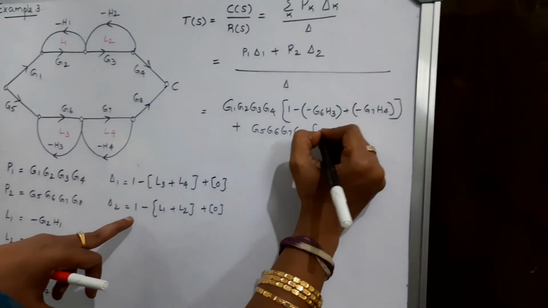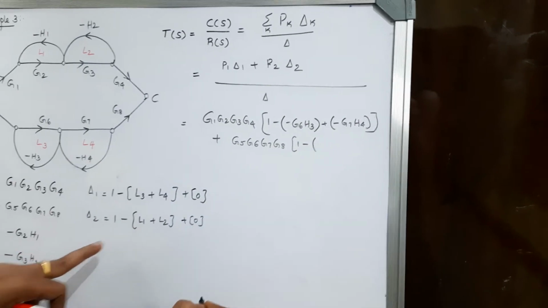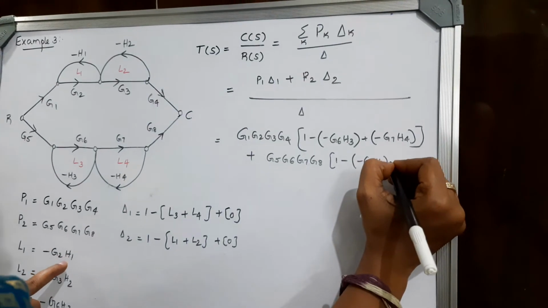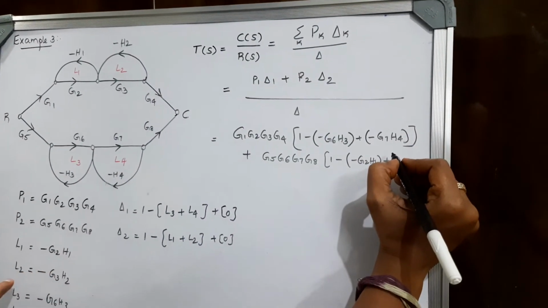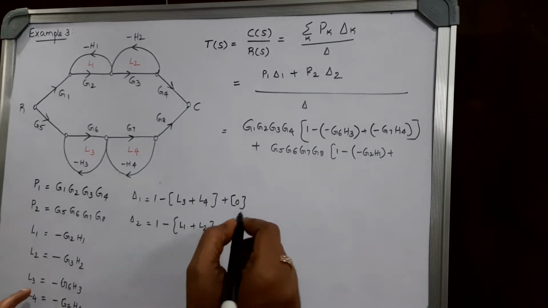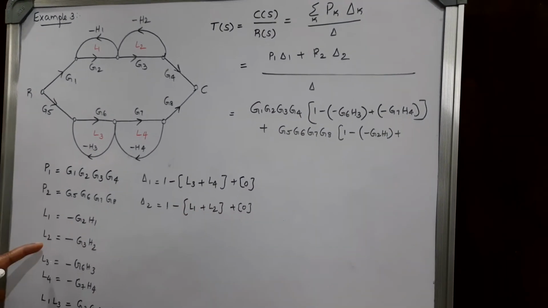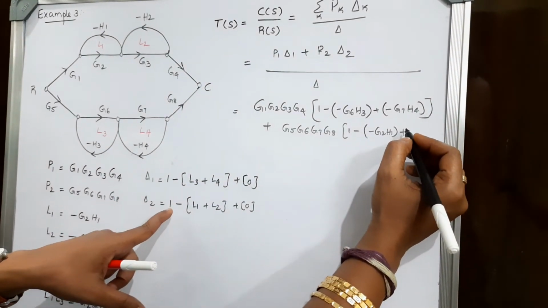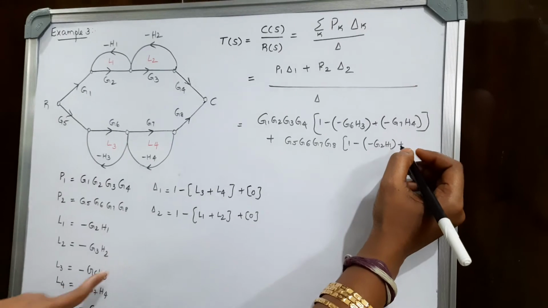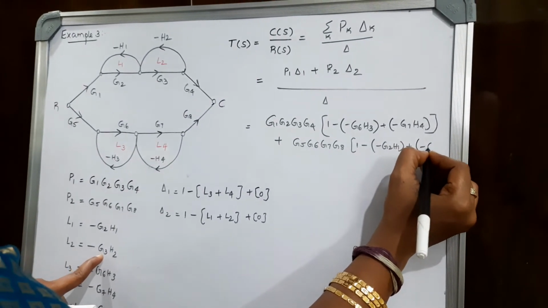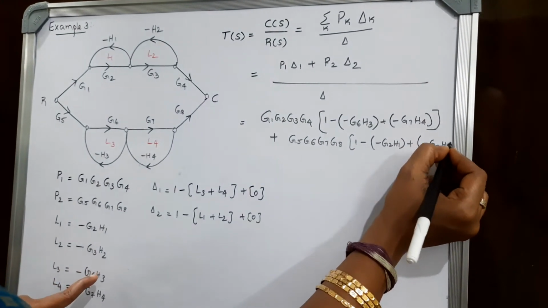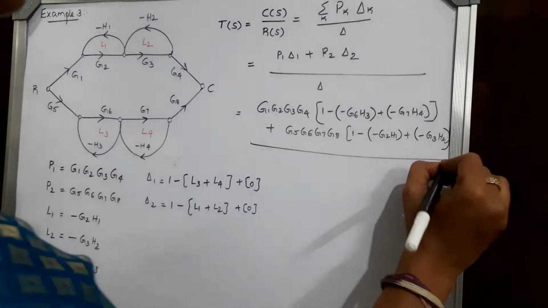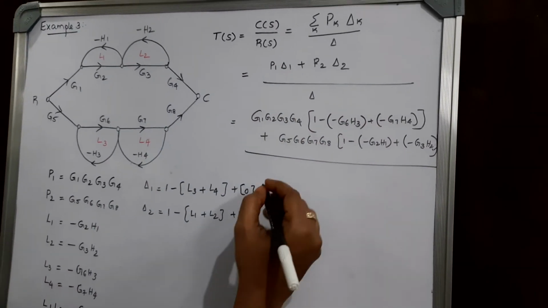So delta 2 being 1 minus of L1. L1 is supposed to be minus G2 H1, plus, once again, delta 2 is given by 1 minus of L1, L2. L2 is minus G3 H2. So this is how we write the P1 and delta 1 combination, P2 and delta 2 combination.